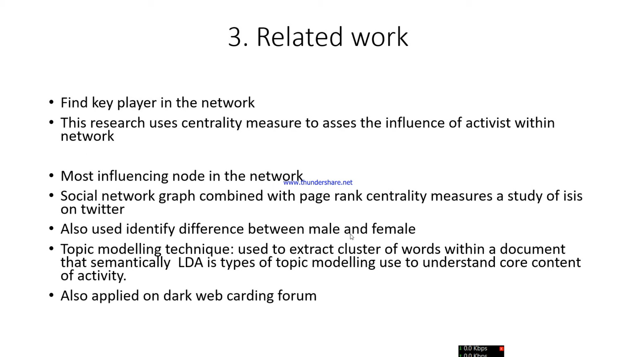And what is the work we have done now? We have found the key pillars in the network, like influential members, anonymous members or dominant members. This is usually done with centrality measures to assess the influence of activists within networks, meaning we find out who the prominent members are. There are four types of algorithms used for finding the most influential members in the networks. The most influential nodes in the networks are found through centrality measure algorithms, and we combine the social network graphs with centrality measures because of these features.